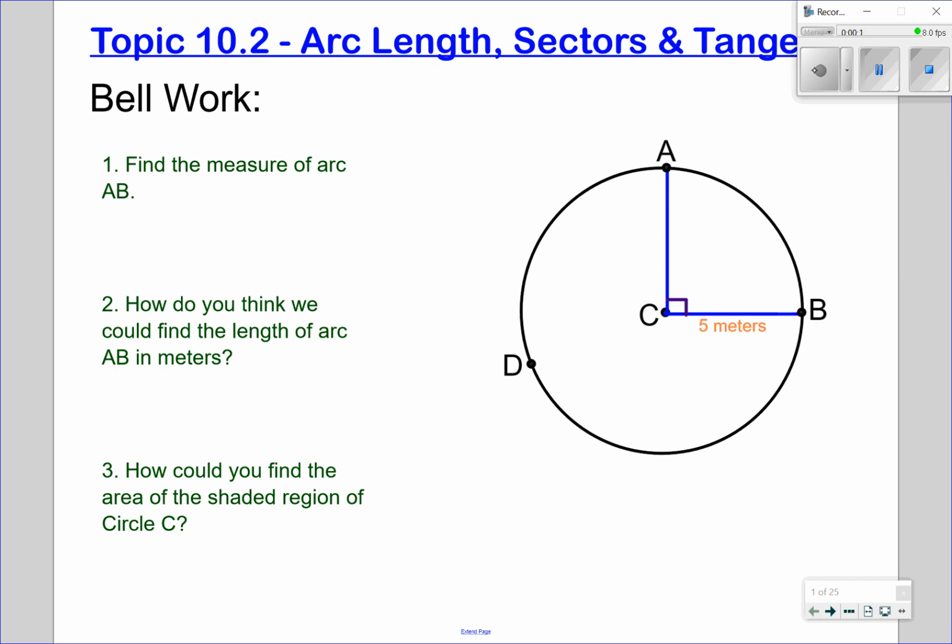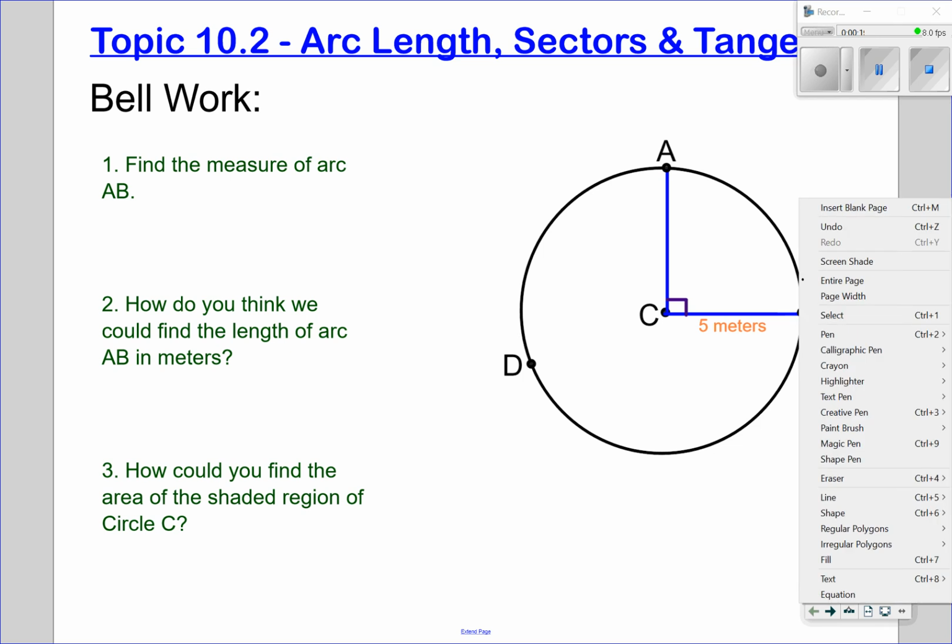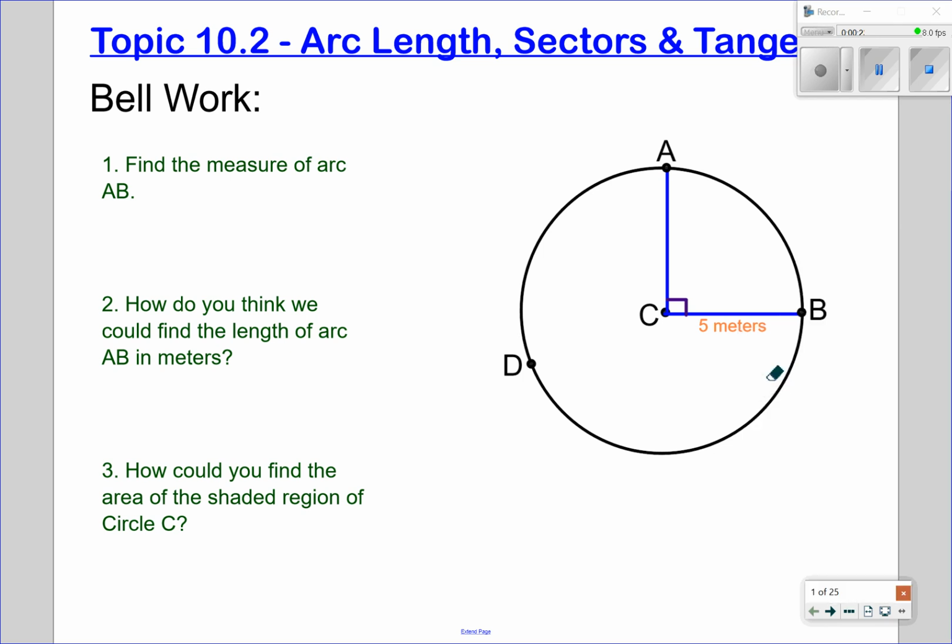I want you to go ahead and look at these three questions for bell work. Treat them as you would normally for bell work, and read them, see what you can come up with, or at least an idea, and then go ahead and answer. For number 2 and 3, the shaded section of this would be this piece right here. So this will be our shaded region that we're talking about. All right, go ahead and pause and see what you can think of.